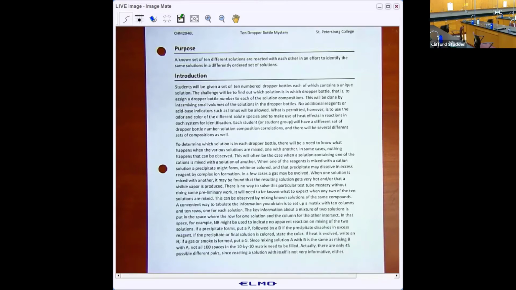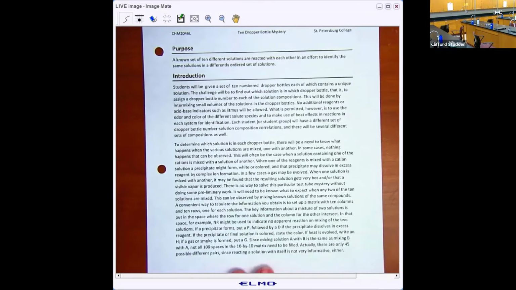Now they're unknown, but we know what the possibilities are. So we are going to be working with 10 known possibilities, and then we just have to identify the unknown solutions in their dropper bottles, which are numbered 1 to 10. So on this first day, we're only working with the knowns. So we're working with dropper bottles that are labeled.